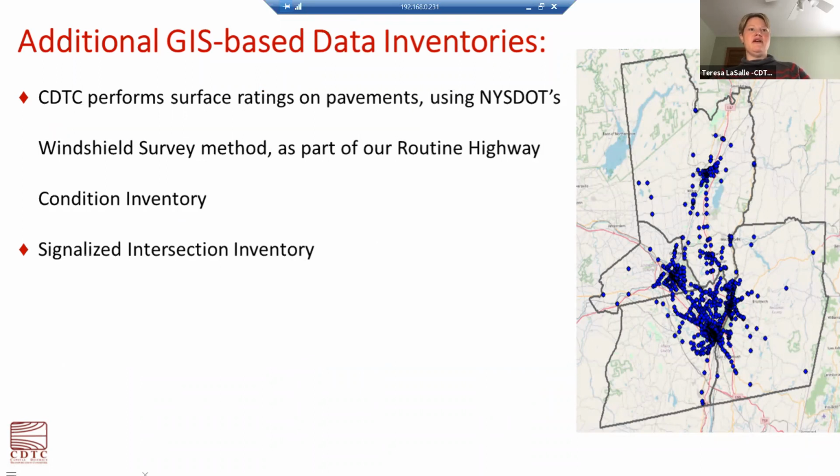Our newest GIS-based data inventory is our signalized intersection inventory. This data set is a compilation of NYSDOT Region 1 signal data and intersection data from NYSDOT ALIS, or Accident Location Information System. This inventory I'm not as familiar with. This was put together by our newest staff member, Andrew. It's not something we went out in the field and collected data for. It's solely using the two GIS databases that Andrew combined.